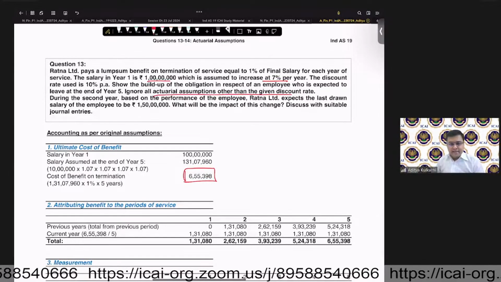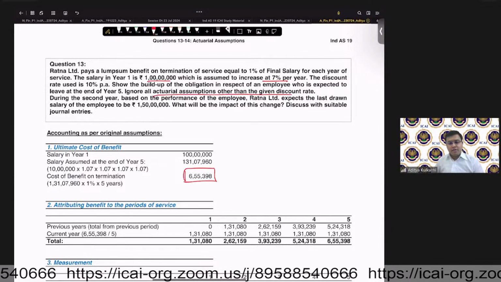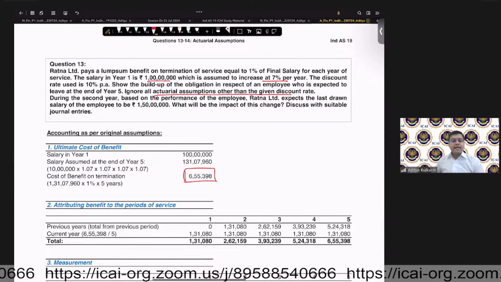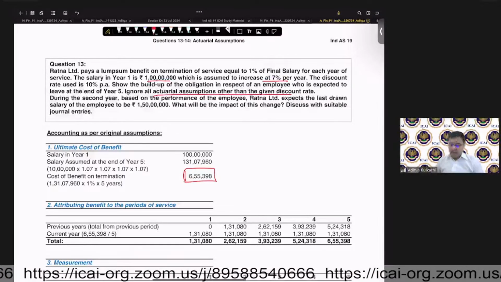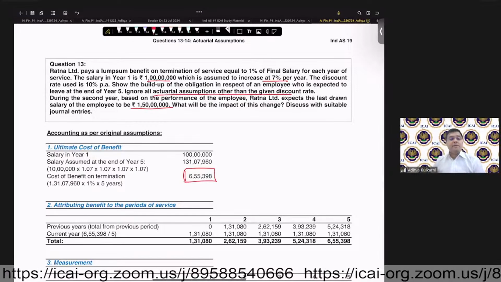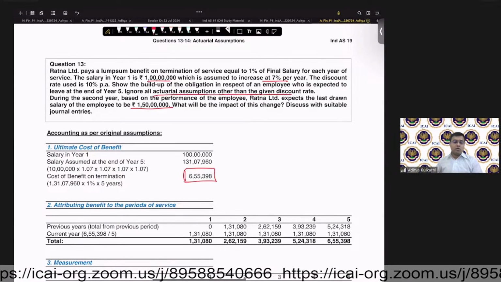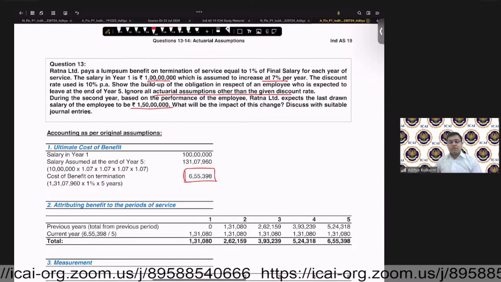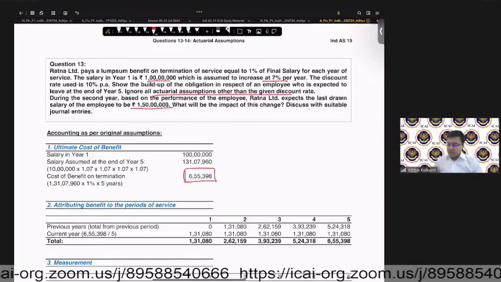During the second year, based on the performance of the employee, Ratna Limited expects that the last drawn salary of the employee will be 1.5 crores and not 1 crore. What will be the impact of this change? Discuss with suitable journal entries.